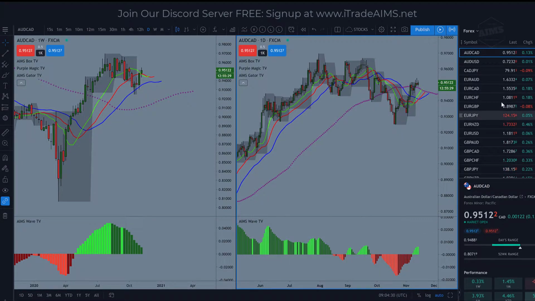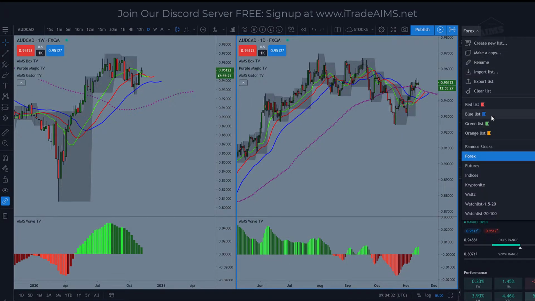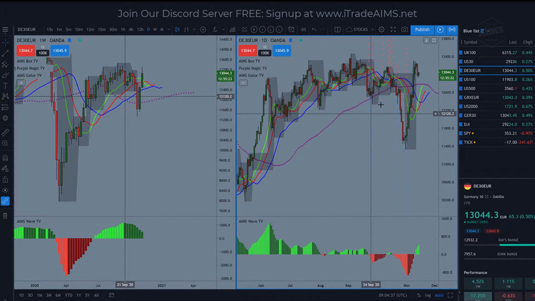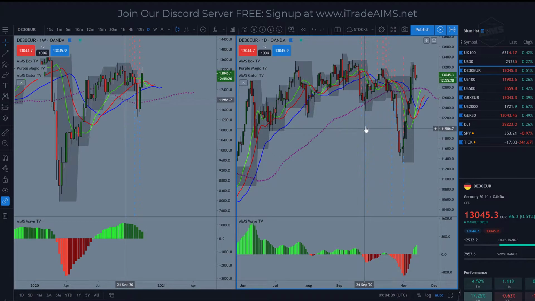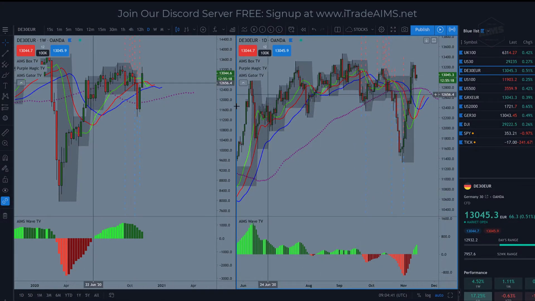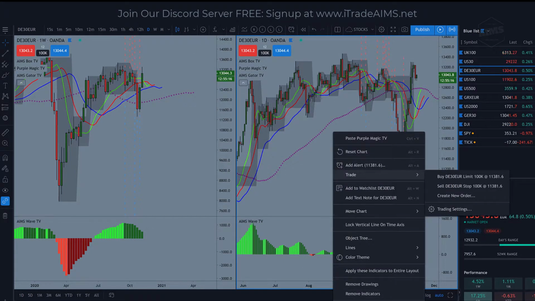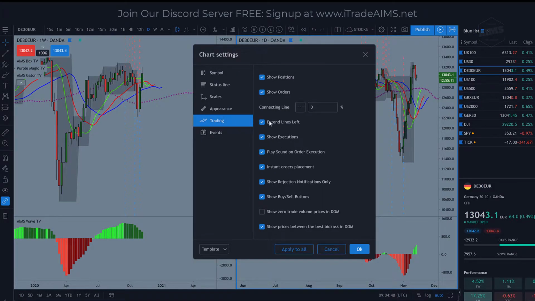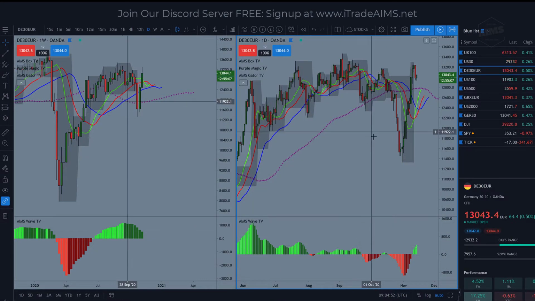Because DAX is not moving today. Actually, let's first go there. All these silly lines, let's get rid of them. That's how you get rid of them. Show executions, gone. Apply to all, close.